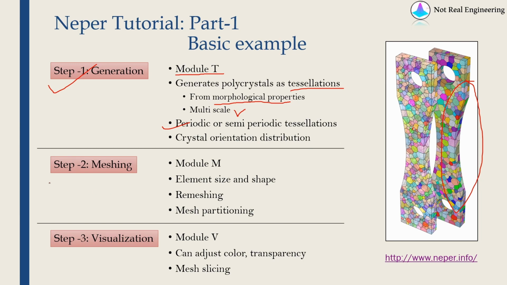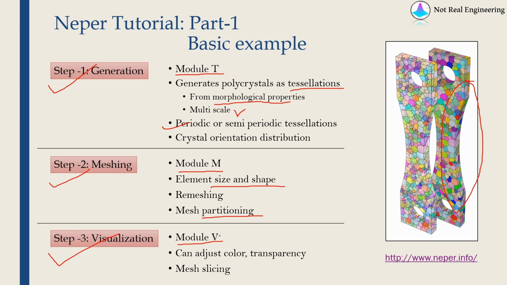The next step is meshing, which is called module M in Neper. Once you have your microstructure, you can mesh it with many other options. You can choose element size, you can choose element shape, you can also do remeshing, or you can do mesh partitioning as well. And lastly, step 3 is visualization. When you use these first two modules, module T and module M, you will not visualize what you are doing. It will just create some files, but you can't see that. So to visualize what you did, you have to use module V.